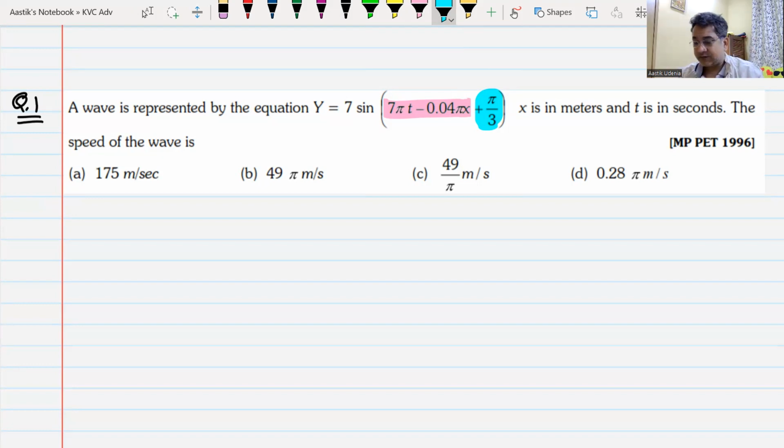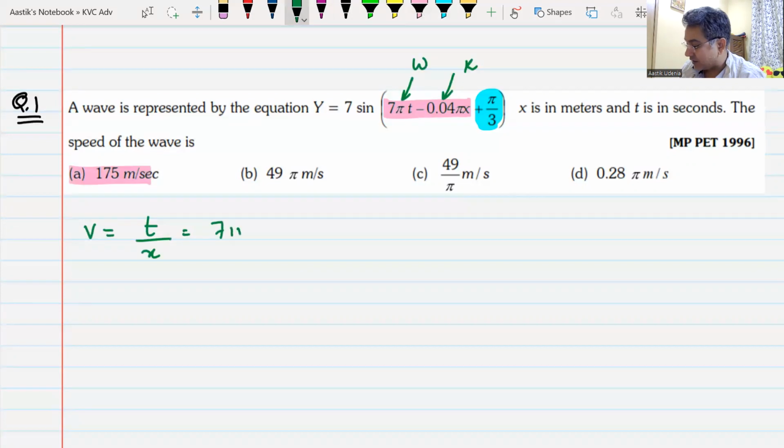Find the speed of the wave. So I'll give you 2 minutes to do it. So the answer is A, sir. Okay. So basically you must understand that whatever comes with this t is omega and whatever comes with this is k, so to find out the velocity, you just divide the coefficient of t by the coefficient of x. So it is simply 7 pi divided by 0.04 pi. Do we understand this? Okay. One more.